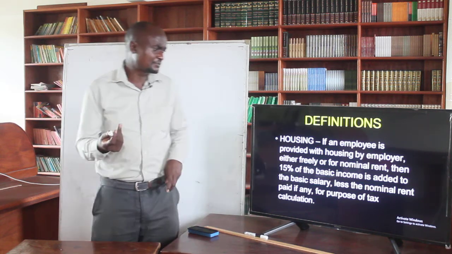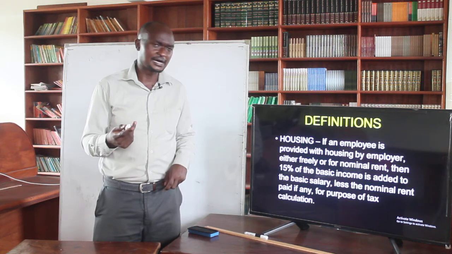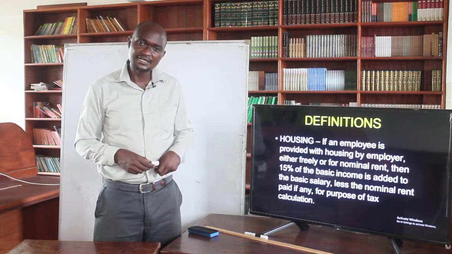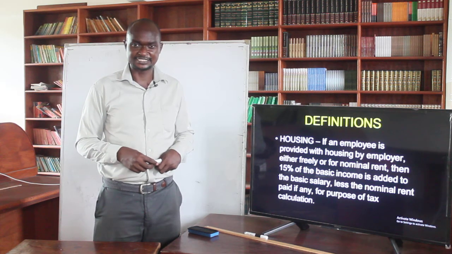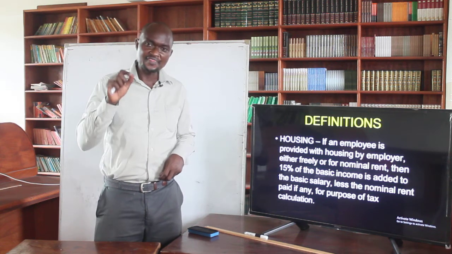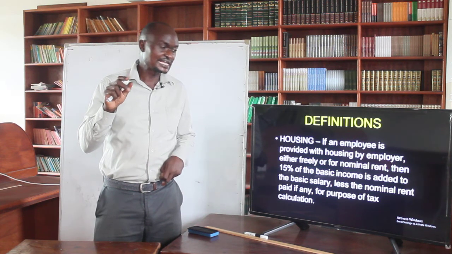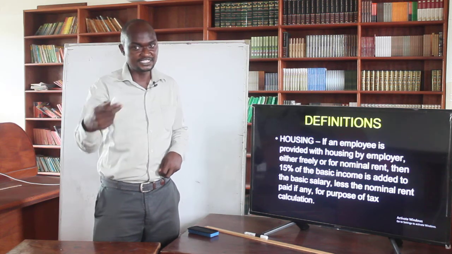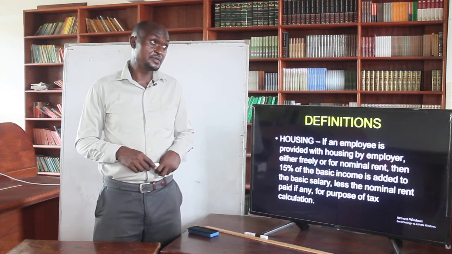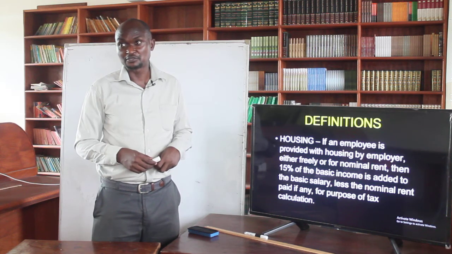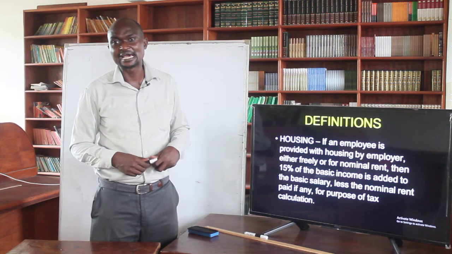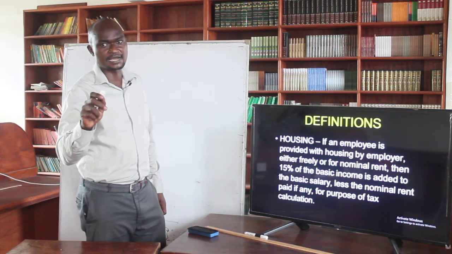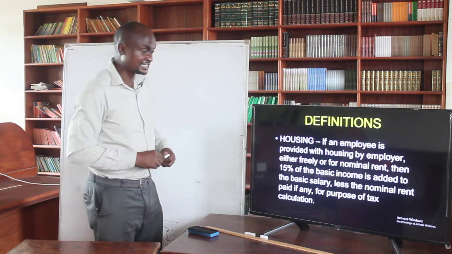Let's have a situation, for example, where our worker here is earning 150,000 Kenya shillings monthly. And then this worker is given a house by the employer. The employer provides this person the house, and maybe he pays a nominal rent of 20,000 Kenya shillings. So how are you going to get what you call the taxable income for this person? This is how we calculate it.